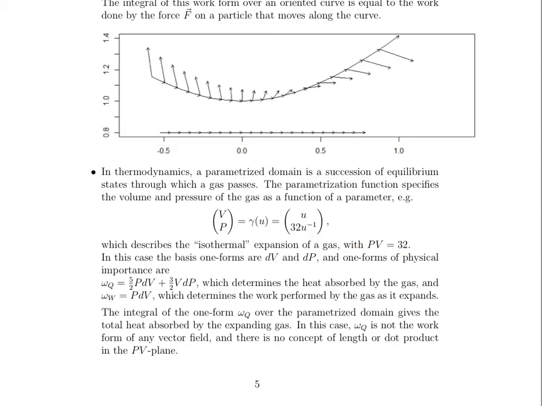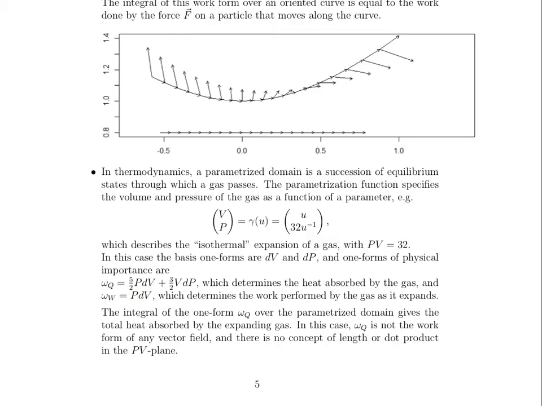Now in this case, there are a lot of one-forms at work. There are basis one-forms, dV and dP, and then there are also one-forms of physical importance. So here's an example of a one form right here, 5/2 P dV plus 3/2 V dP. I mean, that's a linear combination of basis one forms, but it is a one form too, which determines the heat absorbed by the gas. And then there's also this one form, P dV, which determines the work performed by the gas as it expands. So these one forms, when you compute them, actually give you values of very great physical significance in this particular example.